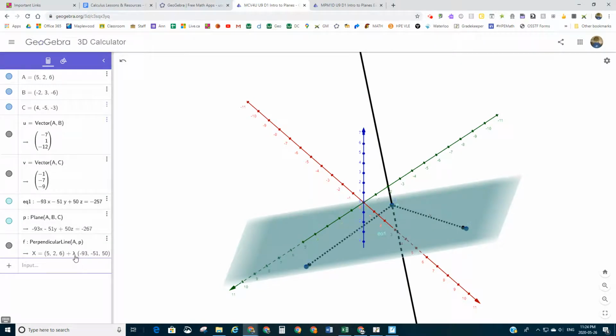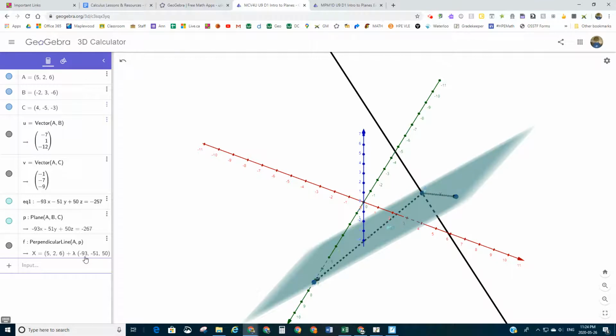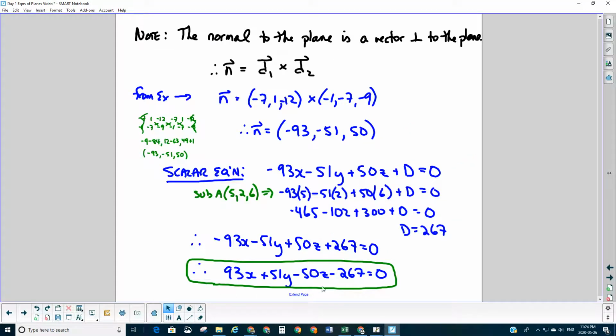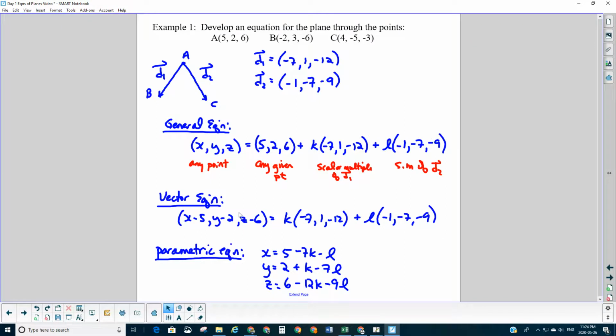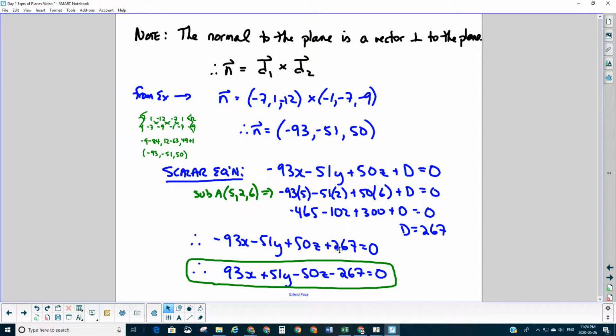And then look at this equation here. This is the perpendicular line, that black perpendicular line. And to draw it, you see, look, there's the normal: negative 93, negative 51, and 50, excuse me. And this is the negative version, which is doing this half. If I had the other version, it would be doing the positive half or the other half. Okay? All right. So we've done general equations, vector equations, parametric equations, and scalar equations. And those are all the different equations for planes.